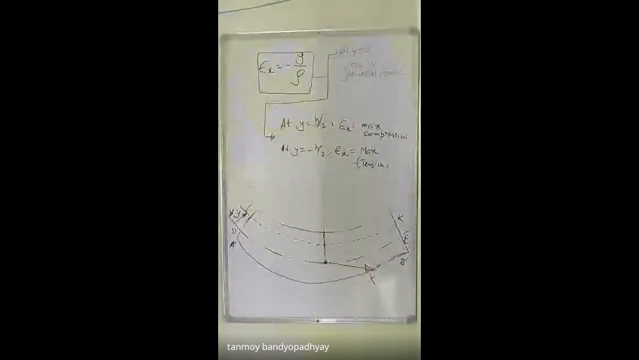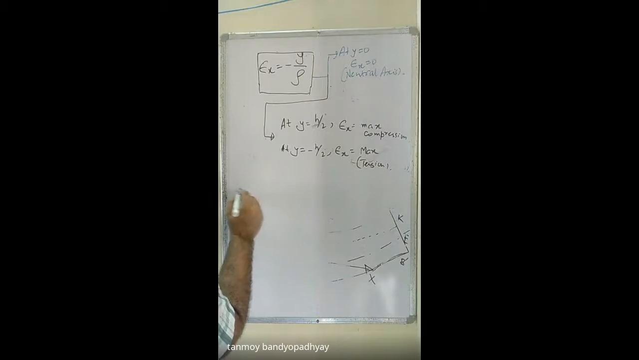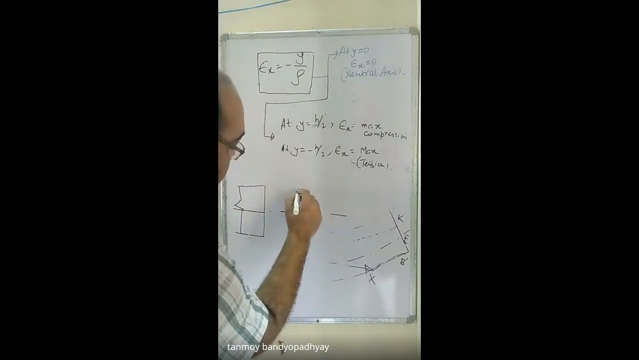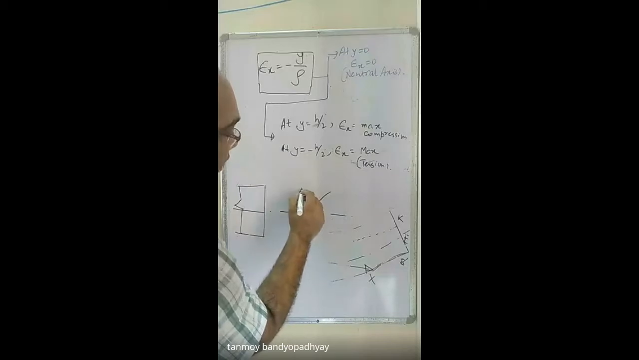So if I want to draw a pattern of the variation of the stresses, this is the length of the beam. This is the neutral axis. On the top side, you actually have compression. So I am drawing it as compression.